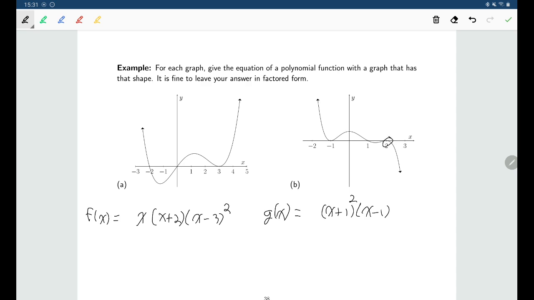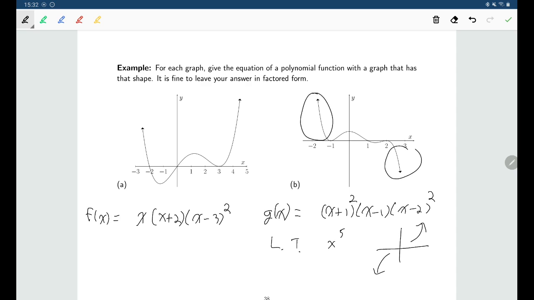And then at 2, we need to touch the x-axis but not cross. So x minus 2 needs to be a factor, but it needs to be a factor with even multiplicity so that we touch but don't cross. And if you were to look at the end behavior of this function, the leading term would be x to the power of 5, which means that the end behavior would be going up on the far right and going down on the far left, which is the opposite of what we want. Here we want to be going up on the far left and down on the far right.